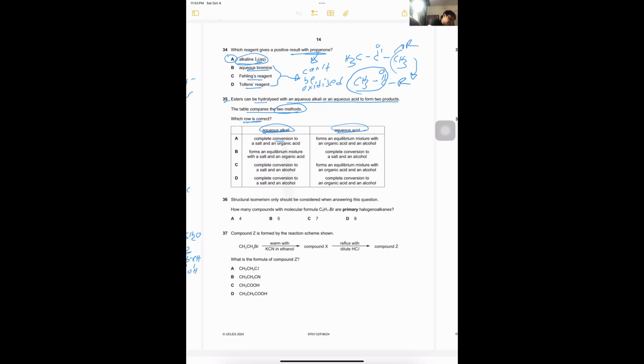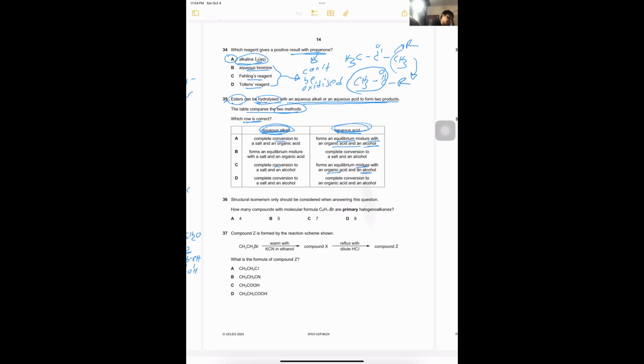Complete conversion. Okay, aqueous alkali. So the esters can be hydrolyzed with an aqueous alkali or an aqueous acid. First up, with acid, an equilibrium mixture will be formed. This is again the theoretical knowledge. So it will form an equilibrium mixture with an organic acid and an alcohol.